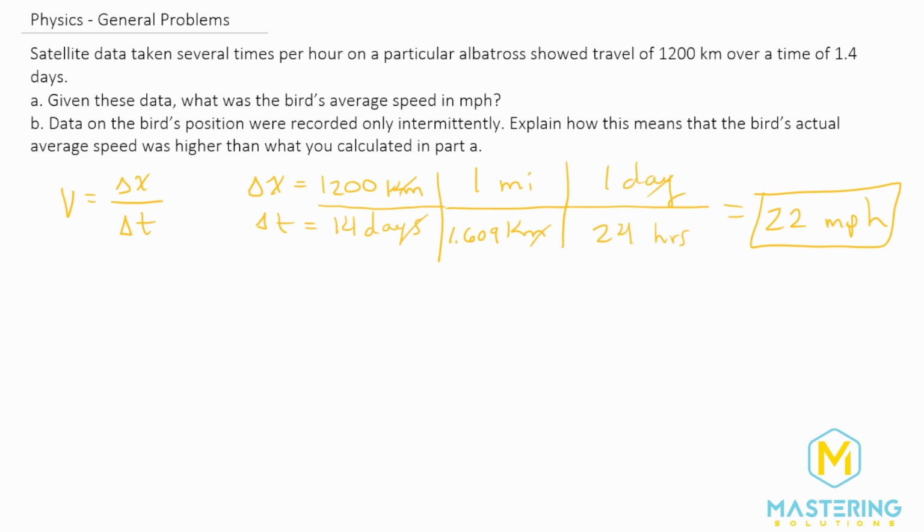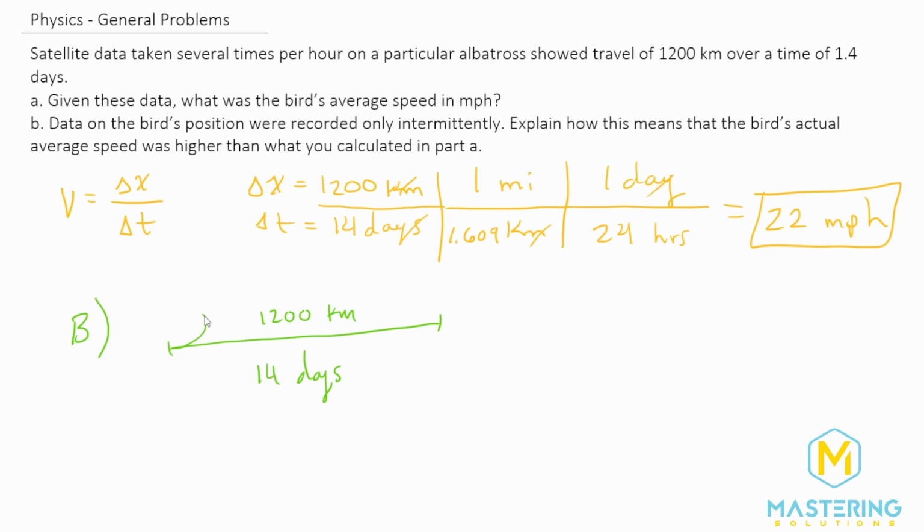Now for part B, they want us to figure out why the bird's actual speed is faster than this average speed that we calculated. If we think about it, what we just calculated was a straight line, because they said this is how far it went. It went 1,200 kilometers, and this is how long it took. It took 14 days. But the bird doesn't necessarily fly in a straight line.